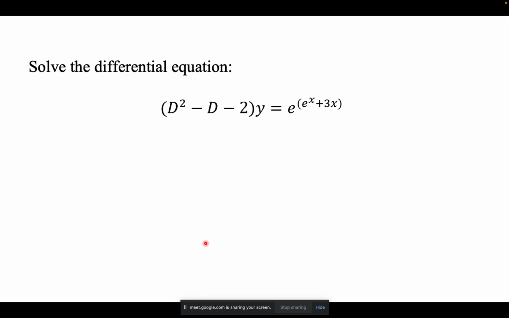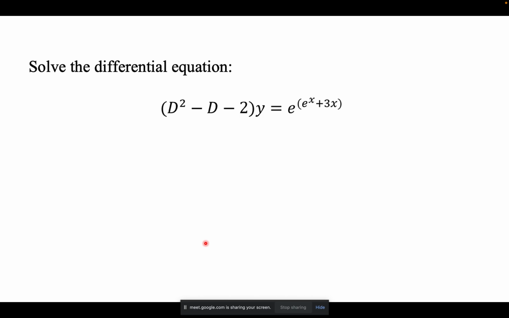So you are given this problem. What you have is (D square minus D minus 2) times y is equal to e power x plus 3x. So what you need to do is solve this differential equation by using the method of variation. So as I told earlier, in order to solve this, first you need to compute or calculate what are my complementary functions, right?